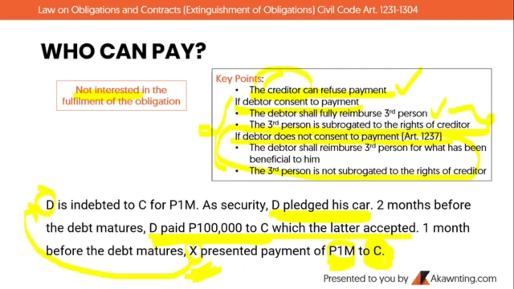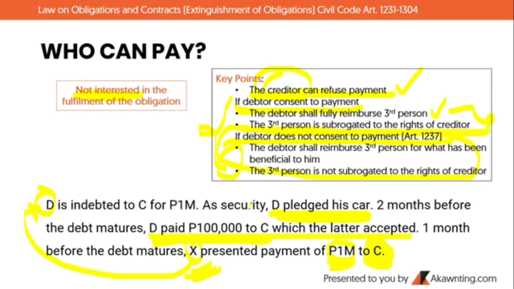However, meron tayong dalawang rules dito. Yung dalawang last na bullet points natin dito. So, basahin natin: the debtor shall reimburse the third person for what has been beneficial to him. So, in this case, hindi nag-consent si D. So, si X maniningil na ng 1 million. Pwede niya bang singilin yung buong 1 million? Actually, hindi. Kasi ang pwede niya masingil ay up to the extent na na-benefit si D.